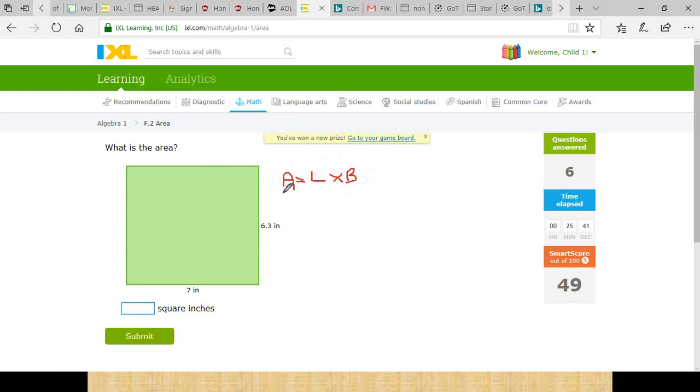Yes. Okay. What's the length? What is the length? 7. The length is 7. So the longest side is what we call the length. And what is the width or breadth?